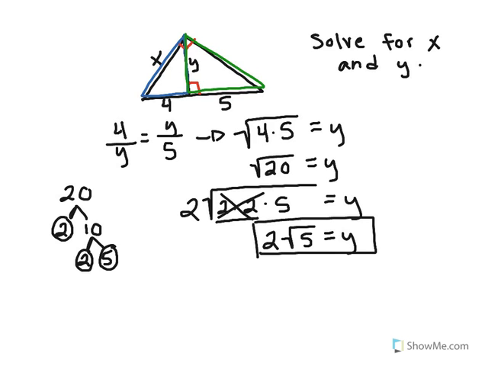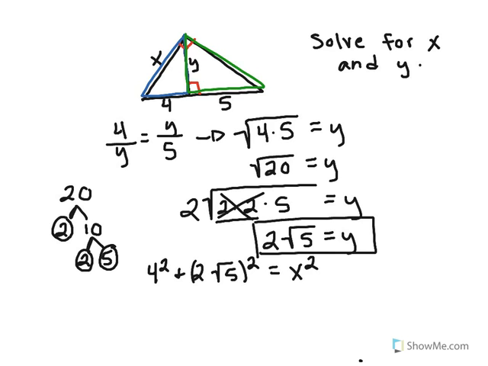Alright, so how are we going to solve for x now? Well, we can use the Pythagorean theorem if you'd like to, because in the small blue triangle I now know what y is, and I know the small leg. So we can go ahead and do that. It's going to be 4 squared plus 2 square roots of 5, squared, I'll put that in parentheses just in case, equals x squared.